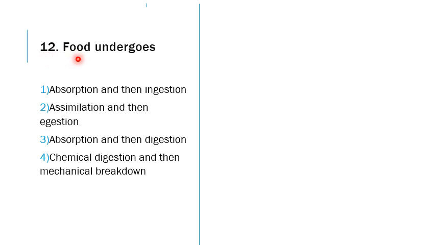The 12th question is: food undergoes. Options are absorption and then ingestion. Ingestion means taking in, eating. So after eating only it is absorbed, so the option is not right. Then assimilation and then digestion. Assimilation means absorption of nutrients at the cellular level, and digestion means breaking down into pieces.